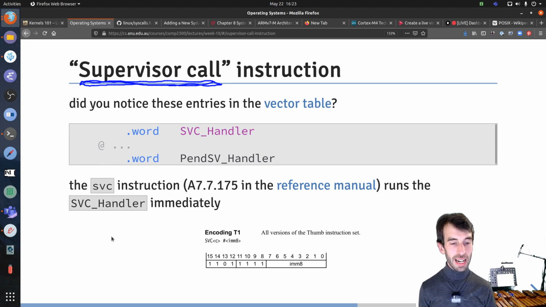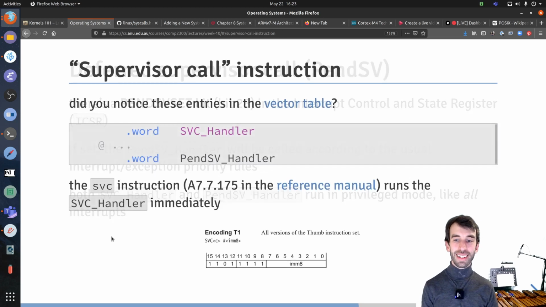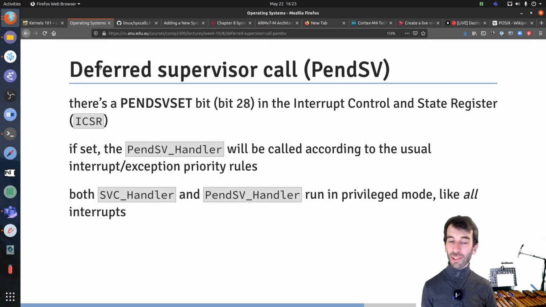So we can see how this is done in a minute. What's going on here? I'll talk a bit more about it. You can also have this deferred supervisor call. If this is set, then the PendSV handler will be called according to usual interrupt exception rules, so that you can make a supervisor call which is going to happen after some other stuff happens. So it's just deferred a little bit. It's not going to happen exactly immediately.